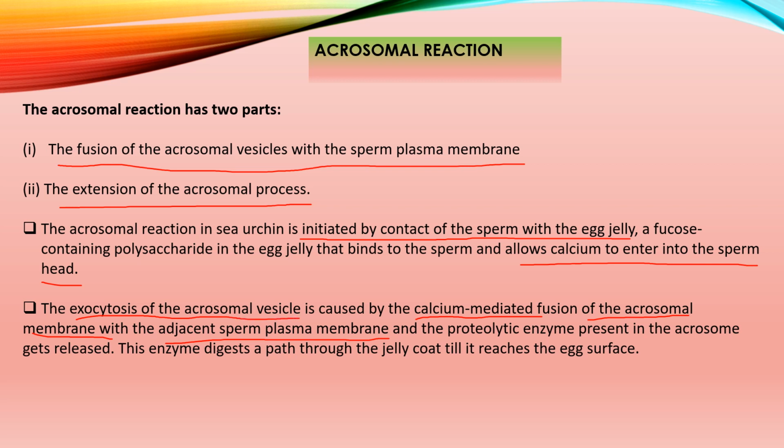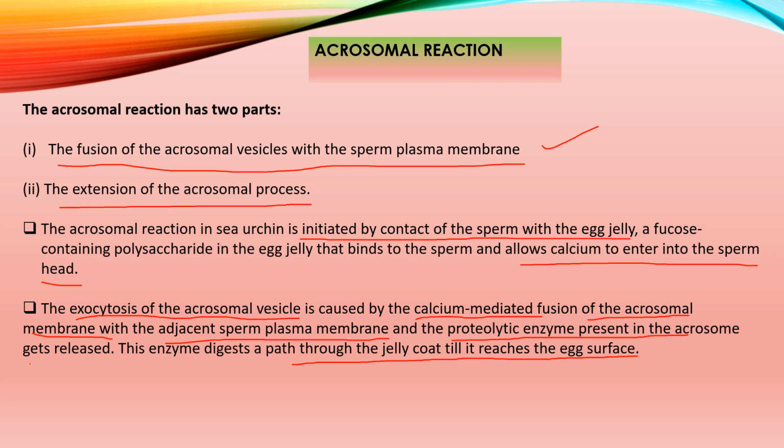When the acrosomal vesicle is exocytosed, it releases the proteolytic enzymes. This enzyme digests the jelly coat till it reaches the egg surface. So what does the first step mean? The first step is the fusion of the acrosomal vesicle with the sperm plasma membrane.